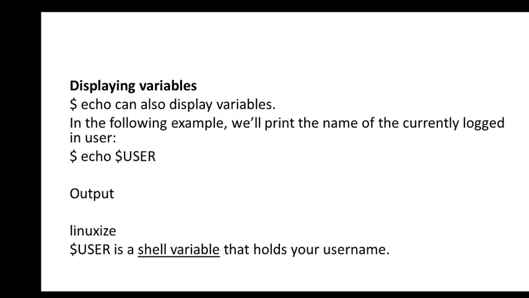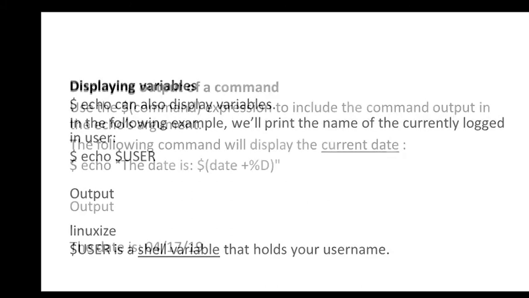Displaying variables. Echo can also display variables. The following example will print the name of the currently logged in user. We can give echo user, $USER. So it will display whoever is the current logged in user. USER is the shell variable that holds your name.